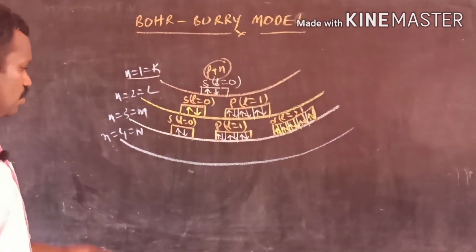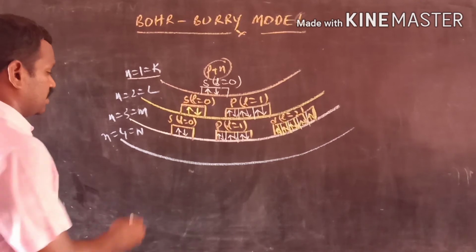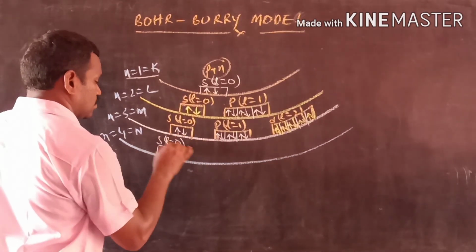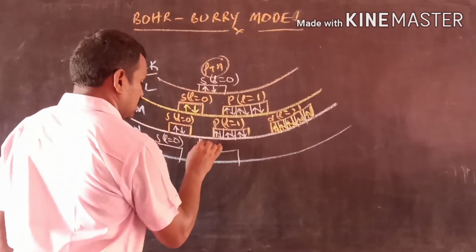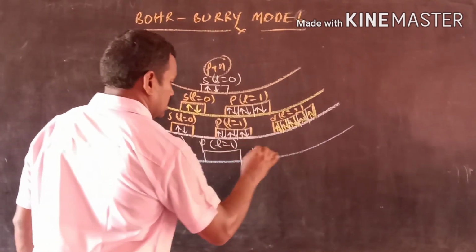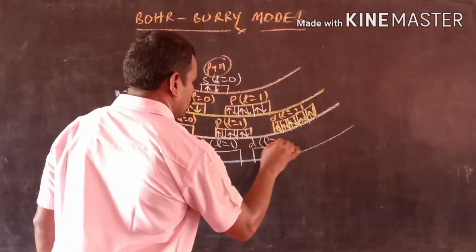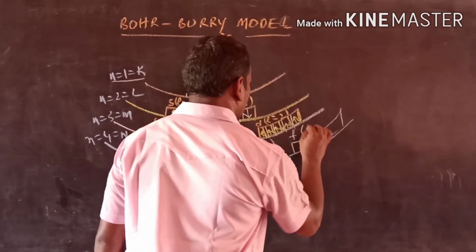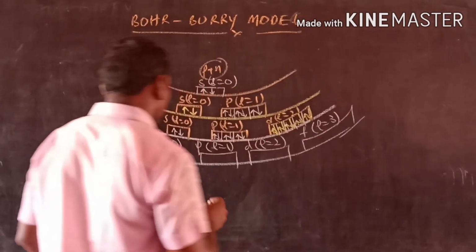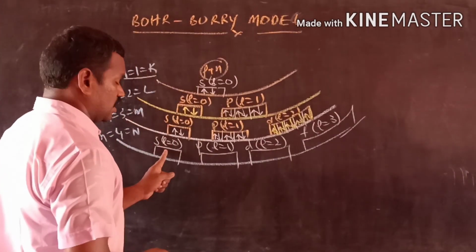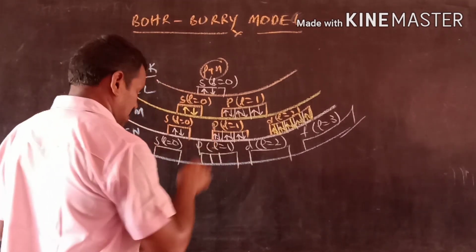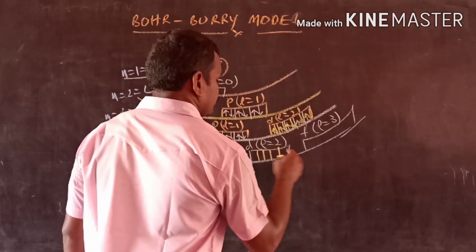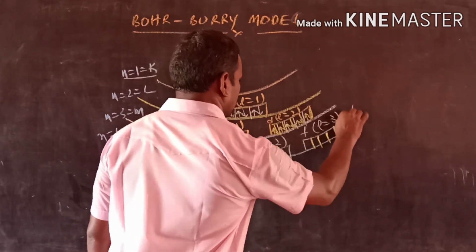Now, main level 4 is divided into 4 sublevels. We already know the S sublevel with L equal to 0, the P sublevel where L is equal to 1. Next one, the D sublevel whose L value is 2, and as well as the F sublevel where L is equal to 3. Here S with 1 orbital, P with 3 orbitals, D with 5 orbitals, F with 7 orbitals.